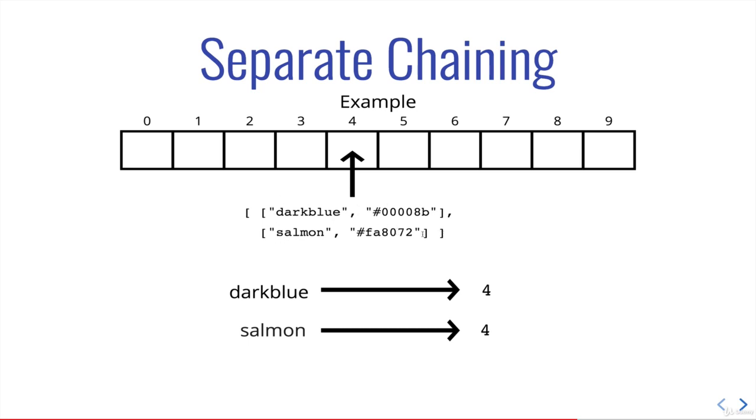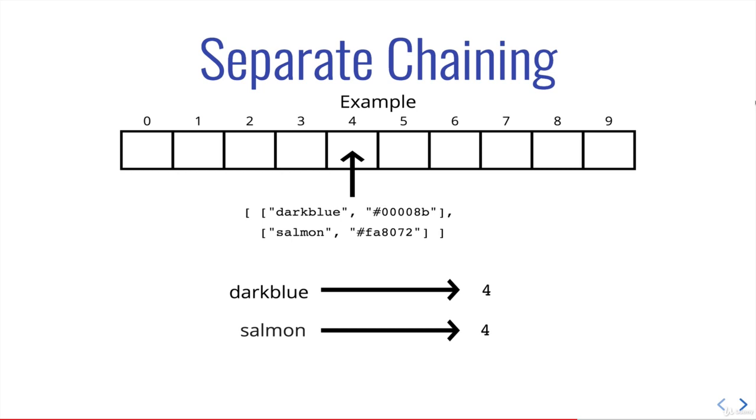So if someone asked me, what's the value for salmon? Well, we would hash salmon. We get 4. So we go to index 4. And then we just loop through. We look for salmon in this list. We know it's here somewhere, but there could be 10 things here. So we find salmon. And once we find it, then we get the corresponding value out and return that. So that's one strategy. We store things together. If we're using an array, it's easy to just use a nested array.